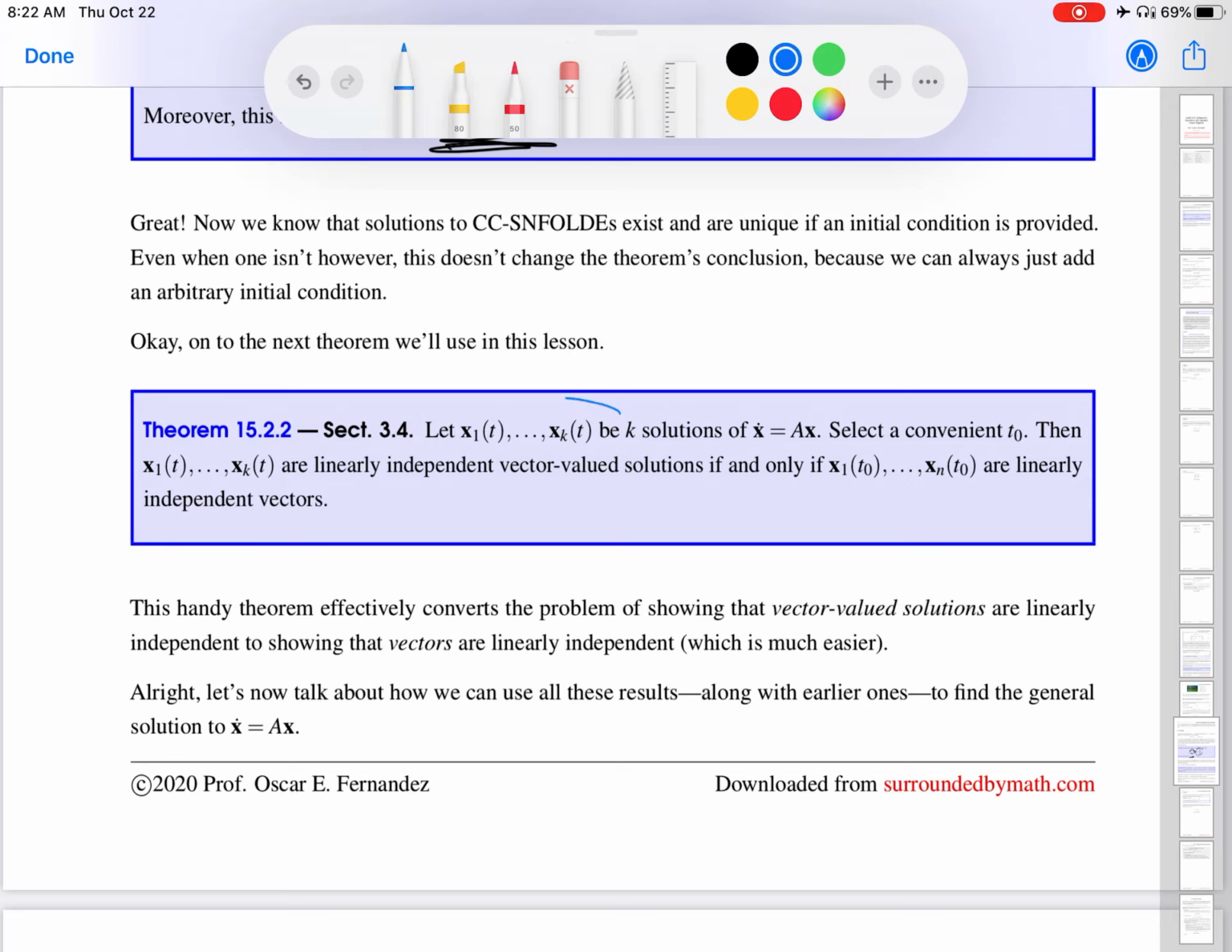We're going to say, great, if I find a bunch of solutions and I just plug in my favorite t-value, usually it's going to be t equals 0. When I plug that into a vector-valued function, remember when we first talked about vector-valued functions, I explained that when you plug in a t-value, what you get is a vector, right? That's why they're called vector-valued. The values that you get when you plug in a t-value are vectors, not numbers. So if I plug in a t sub 0 into these vector-valued functions, I get a bunch of vectors. And what this theorem then tells me is that if those vectors are linearly independent, then the vector-valued solutions, with the t still in them, are linearly independent vector-valued solutions.